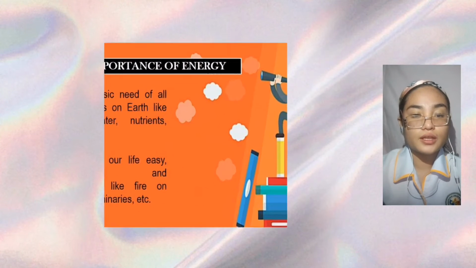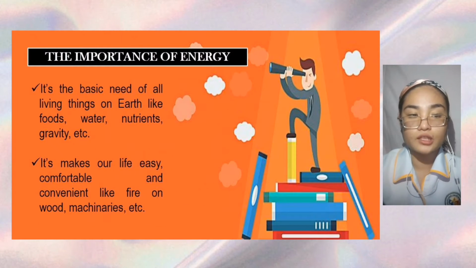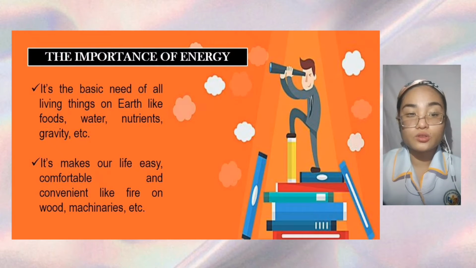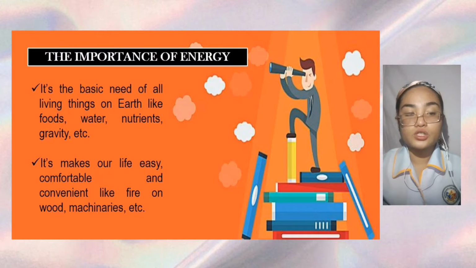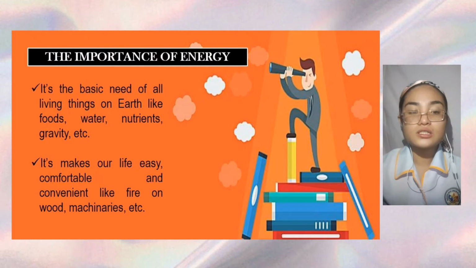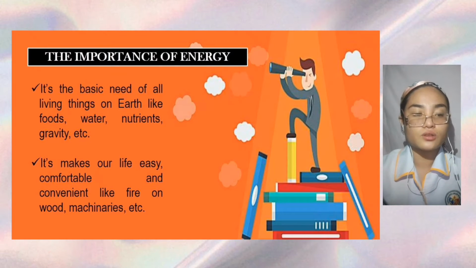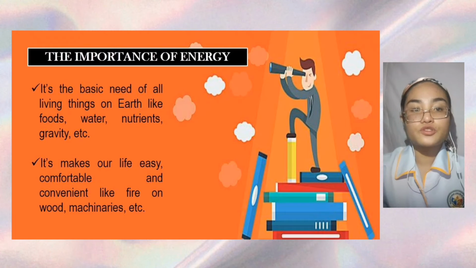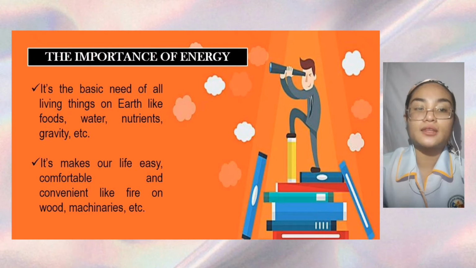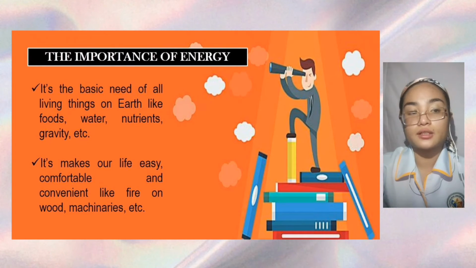Now that we know its different types, let's talk about the importance of energy. For us, there are two major or general importances of energy. First in the line is that energy serves as a basic need of all living things or creations on earth, like food, water, nutrients, gravity, and many more. Why? Simply because, for example, in nuclear energy, the sun is the most important of energy resources. It helps our basic foods to grow like vegetables and fruits, where we can get the important nutrients that our bodies need to have a healthy living.